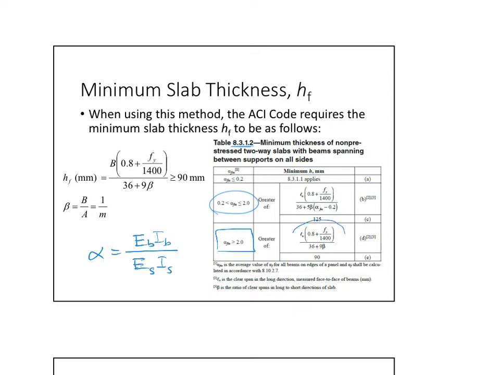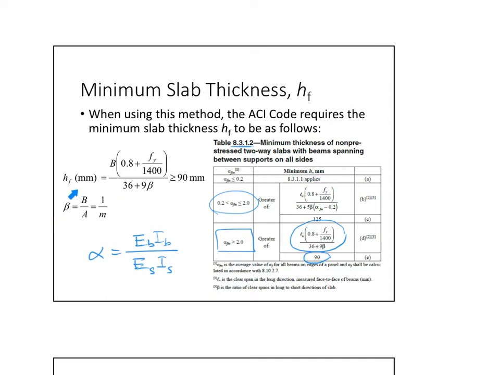The number coming from this equation, we compare it to 9 centimeters or 90 millimeters. So what is this value? It is simply B, the clear long span of the beam, times open brackets 0.8 plus F yield over 1400, divided by 36 plus 9 beta, where beta is the reciprocal of M, the aspect ratio, but rather than short over long, it's going to be long over short.